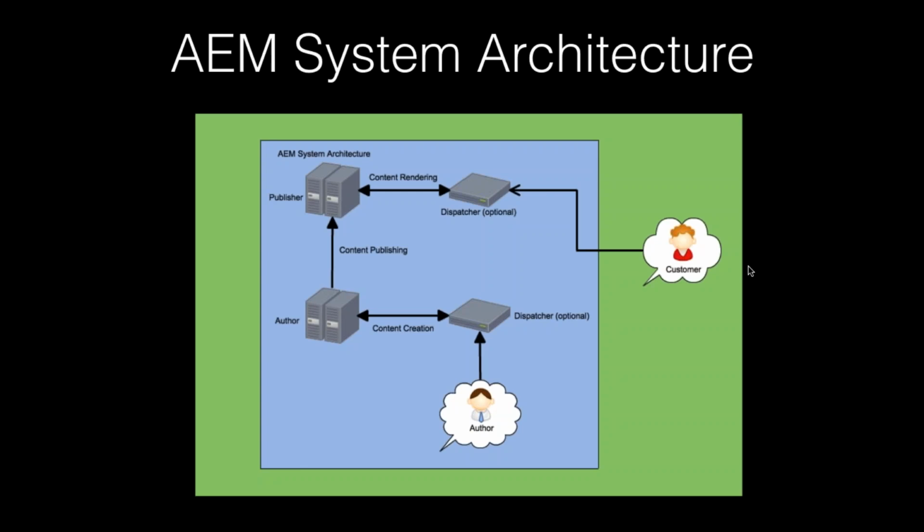Okay, so let's understand this. Let me ask you this question. When someone like me accesses the website, which particular instance would the person land into? Does he land into author, publisher, or a dispatcher? The external facing instance will always be a dispatcher.